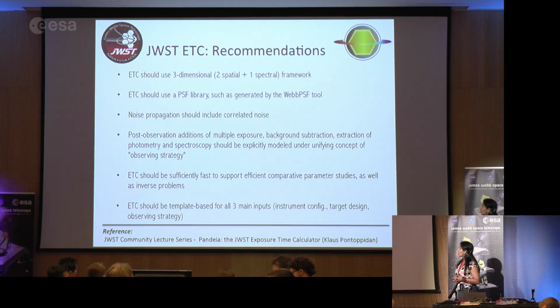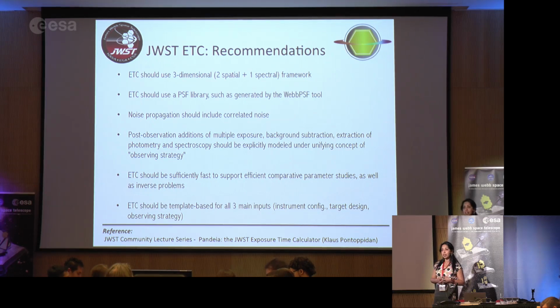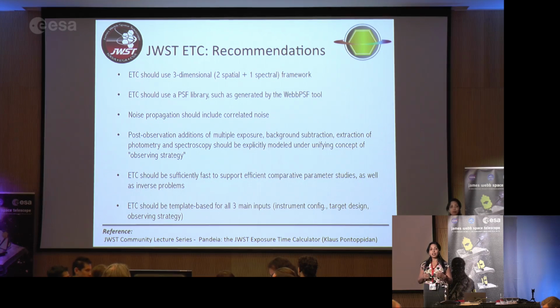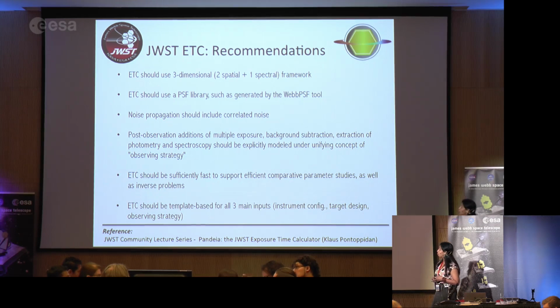So with all of these considerations, there were some recommendations for what is expected for the next generation JWST ETC. One of the things was you really have to have a three-dimensional framework where you take into account the full two-dimensional spatial distribution of the flux and also consider the spectral axis. So it's like a three-dimensional ETC. And the other thing is you want to be more realistic about the way you treat the point spread function of the telescope. So you want to use more realistic PSFs that take into account all the wavefront properties, something like the PSF from the WebbPSF tool.